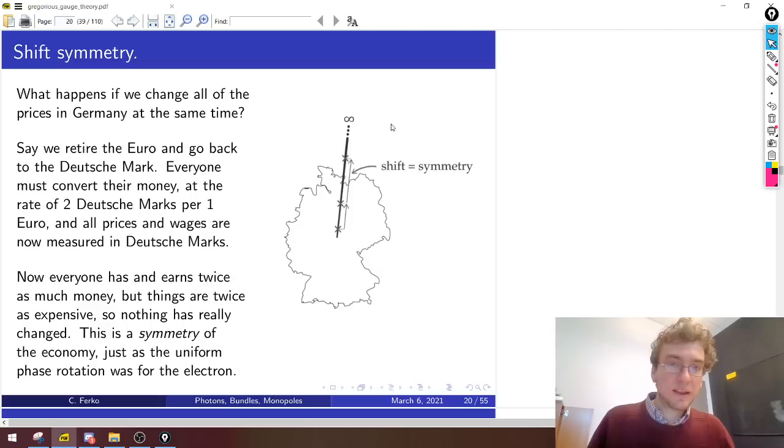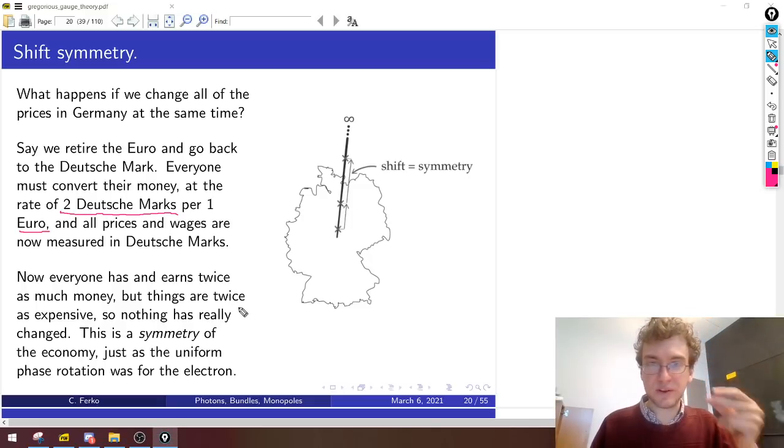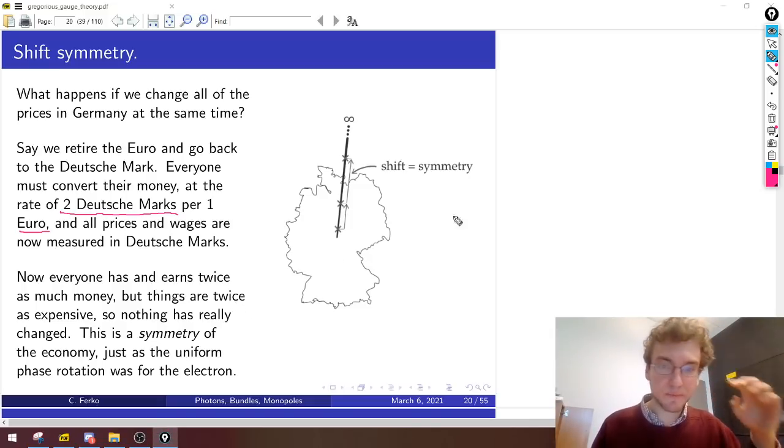So there's a symmetry of this economic system in the same way as there was a symmetry of the electron system. Here's the symmetry. Suppose we change all of the prices in Germany uniformly and at the same time. To be very concrete, let's say we get rid of the euro and go back to the Deutsche Mark. So at time 0, we get rid of all euros. Everyone must convert their euros to marks at the rate of 2 marks per euro, and all prices and wages now instantaneously change to marks.